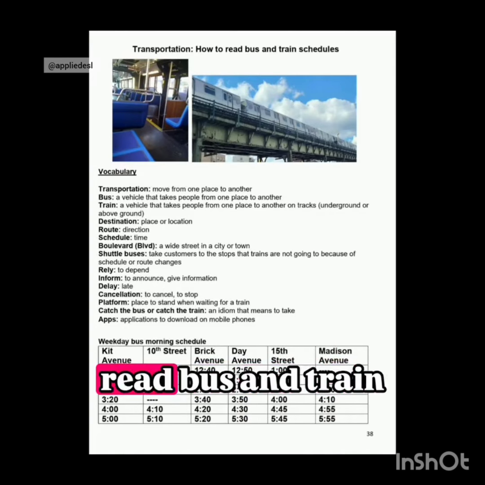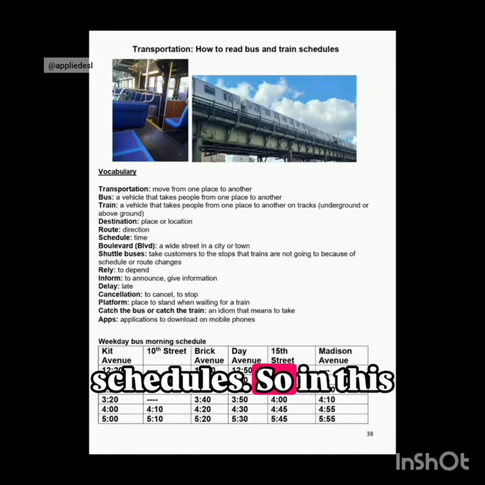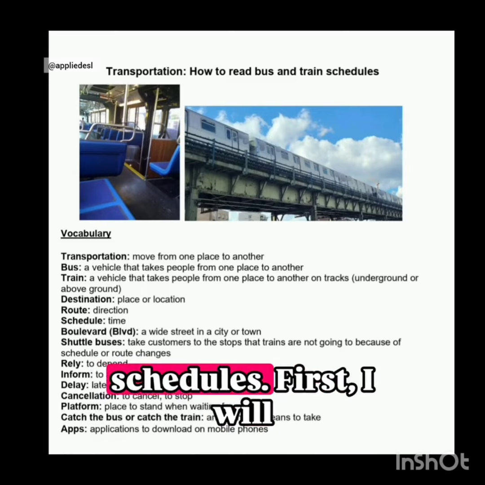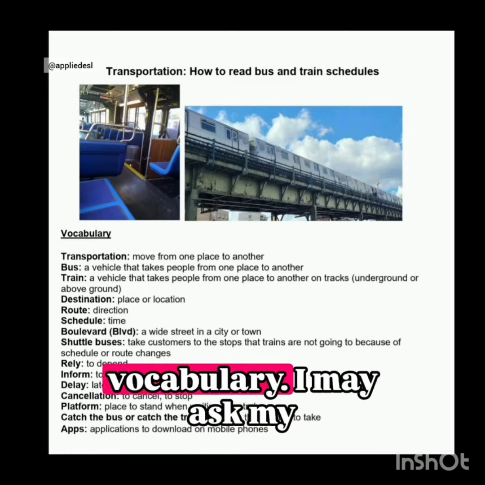Transportation, how to read bus and train schedules. So in this unit, we are going to focus on reading bus and train schedules. First, I would start with the vocabulary.